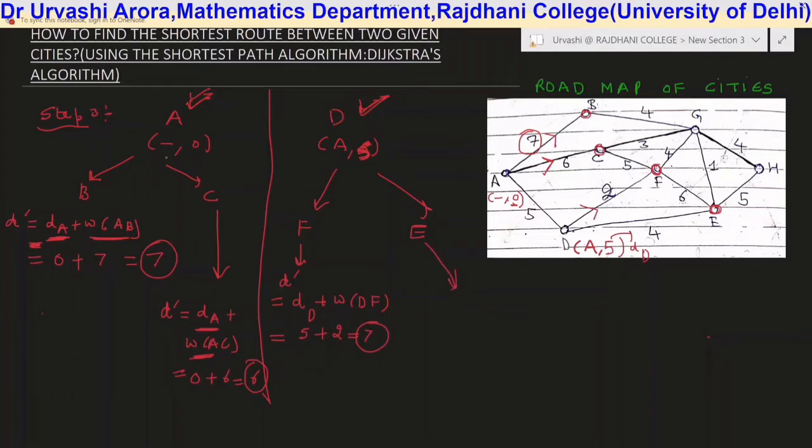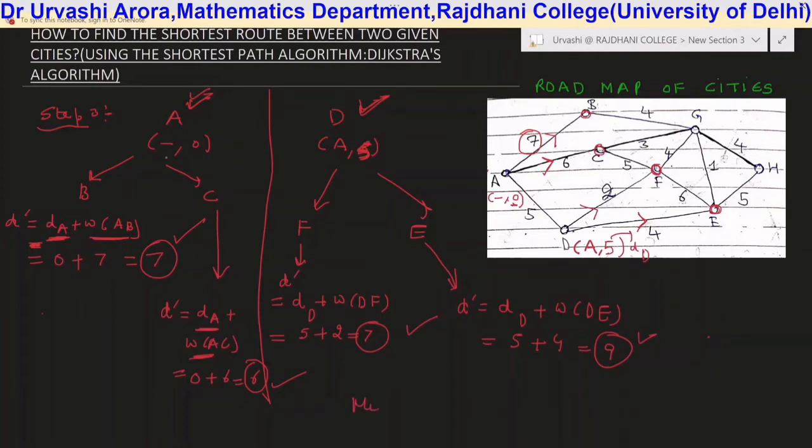The similar thing we do for the vertex capital E. We calculate the D dash for the vertex capital E, which is corresponding to the labeled vertex D. So this is going to be DD plus the weight of the edge DE, as you imagine moving from D to E via the edge DE. So the total distance traveled is DD plus the weight of the edge DE, which is 5 plus 4, which is 9. So 9 is the D dash for the vertex E. So there are 4 D dashes that we have: 7, 6, 7 and 9.